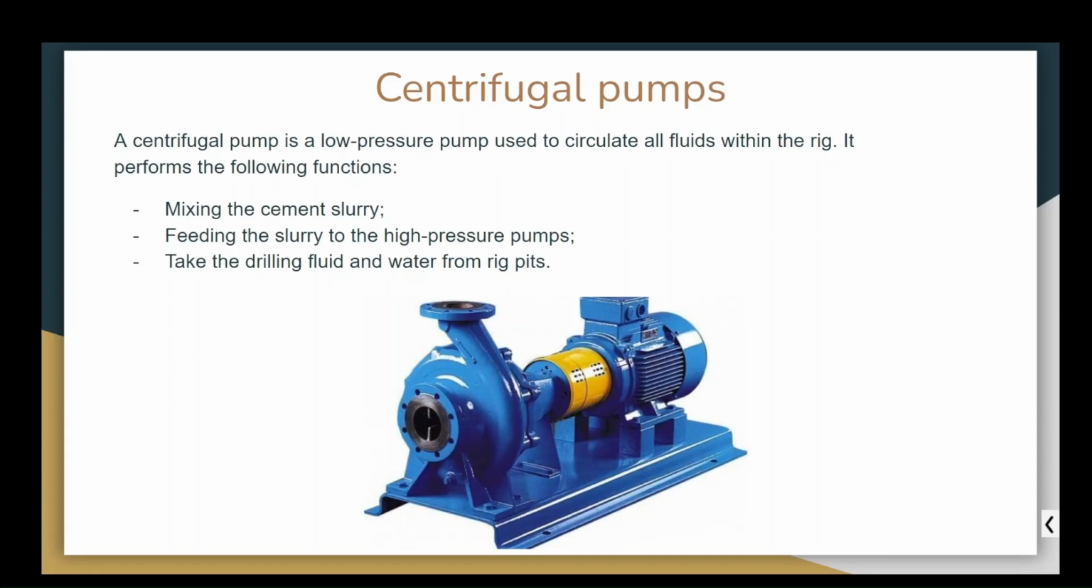It performs the following functions: mixing cement slurry, because this way we can circulate our slurry and obtain the right level of density; giving our prepared cement slurry to the high pressure triplex pumps; and taking drilling fluid and water from the rig pits. A cement unit contains several centrifugal pumps, and one of these pumps can take fluid from the drill rig pits through a low pressure hose. So we can do this.